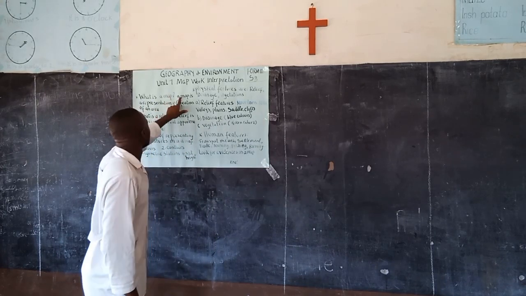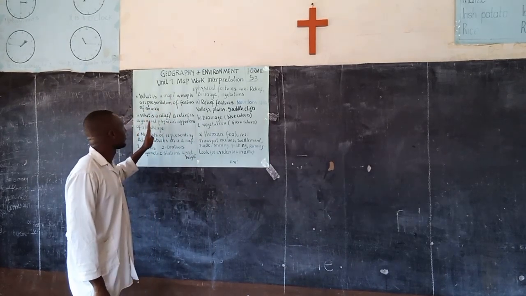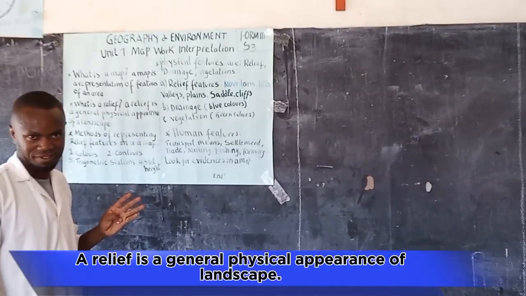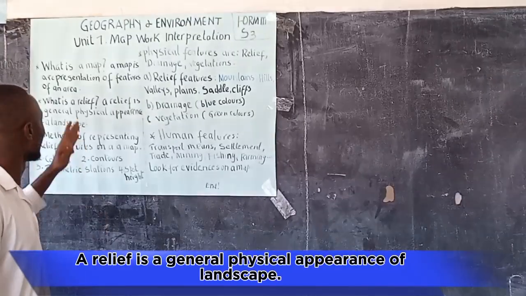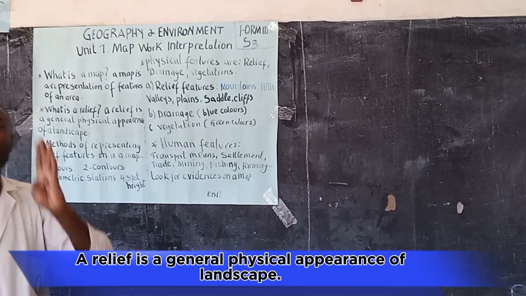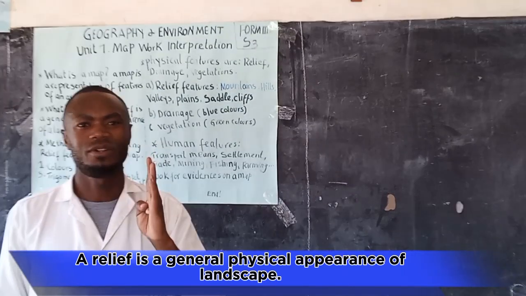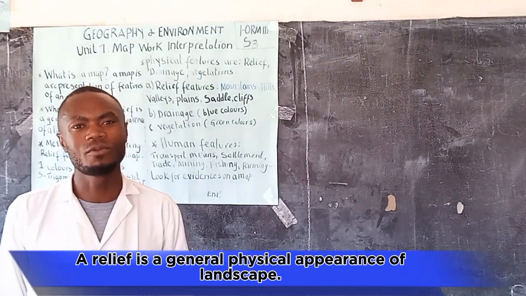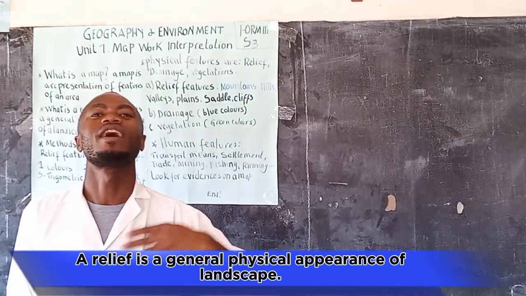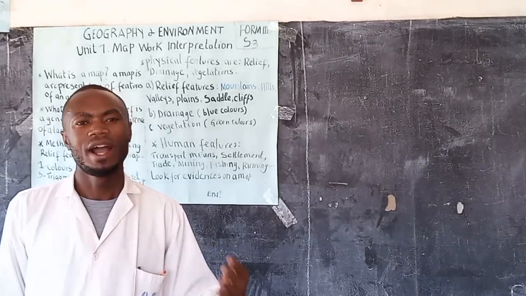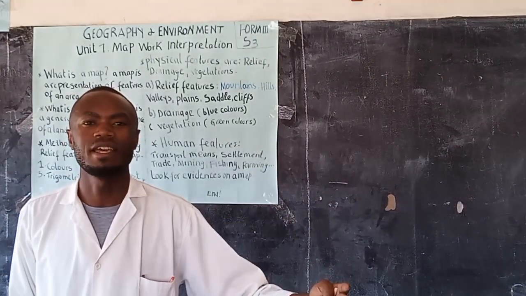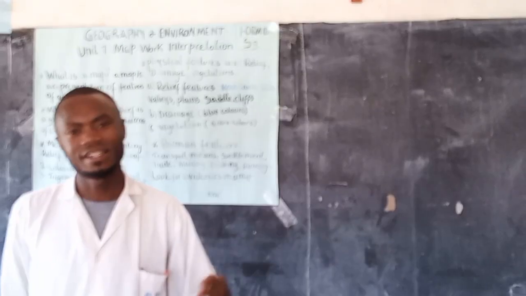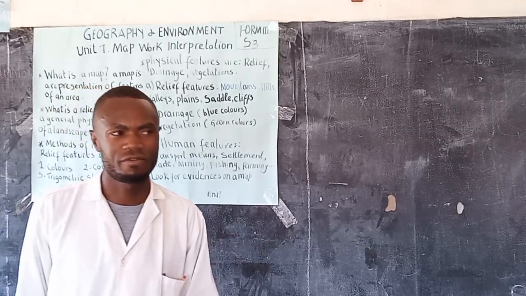Here we have seen what is a map. Then you are going to see what is a relief. Relief is the general physical appearance of a landscape. How a landscape appears, how a surface appears. That is what we call a relief.